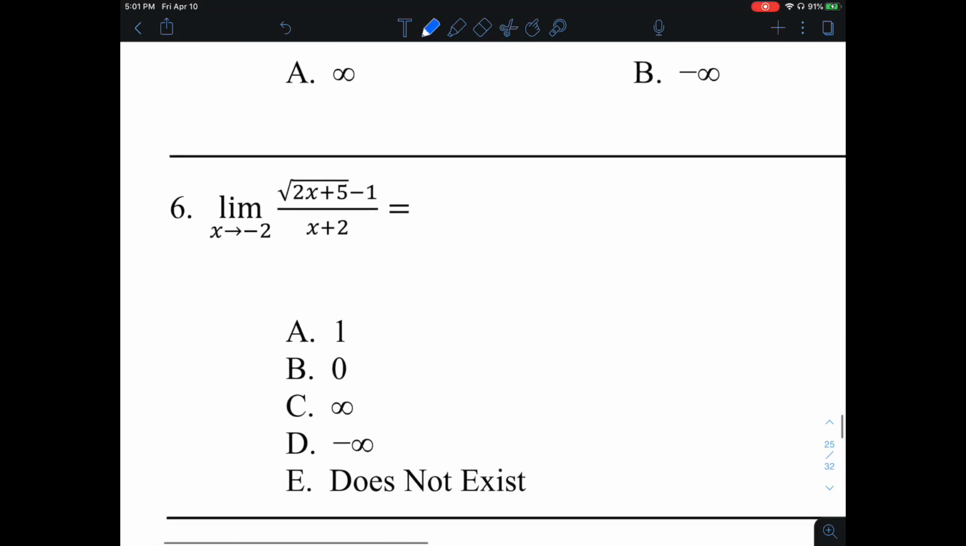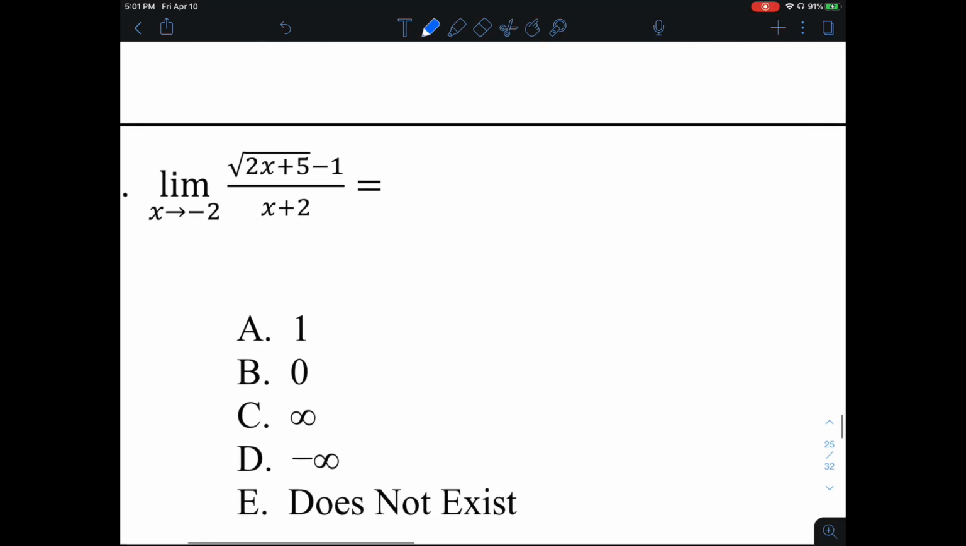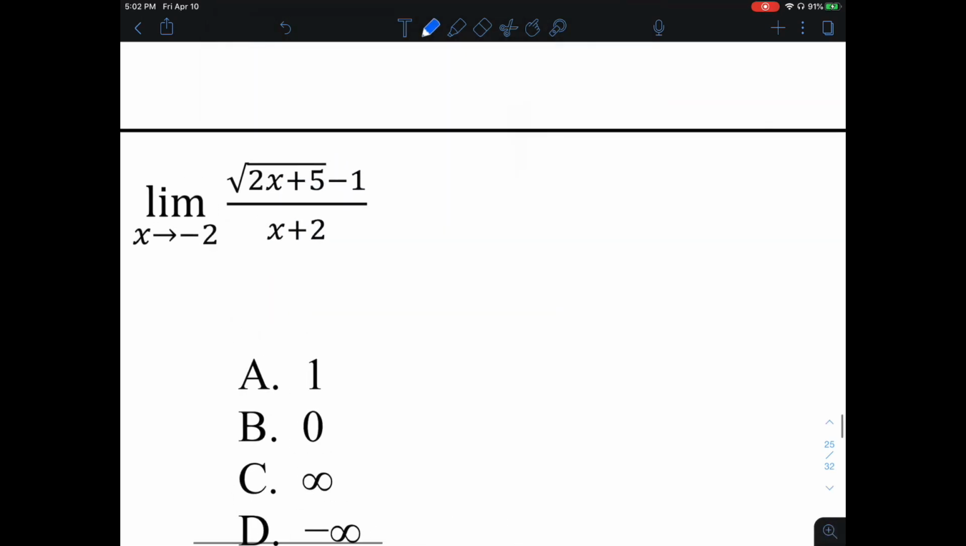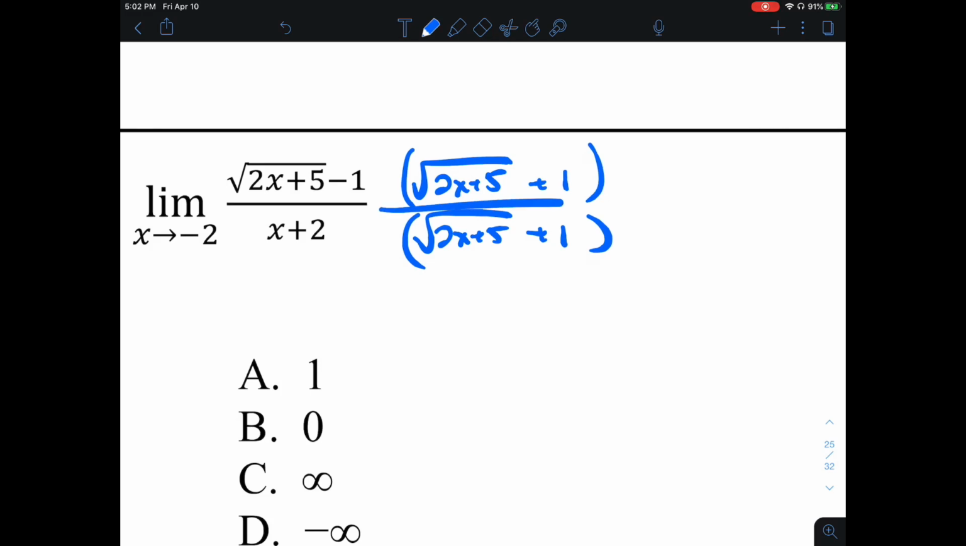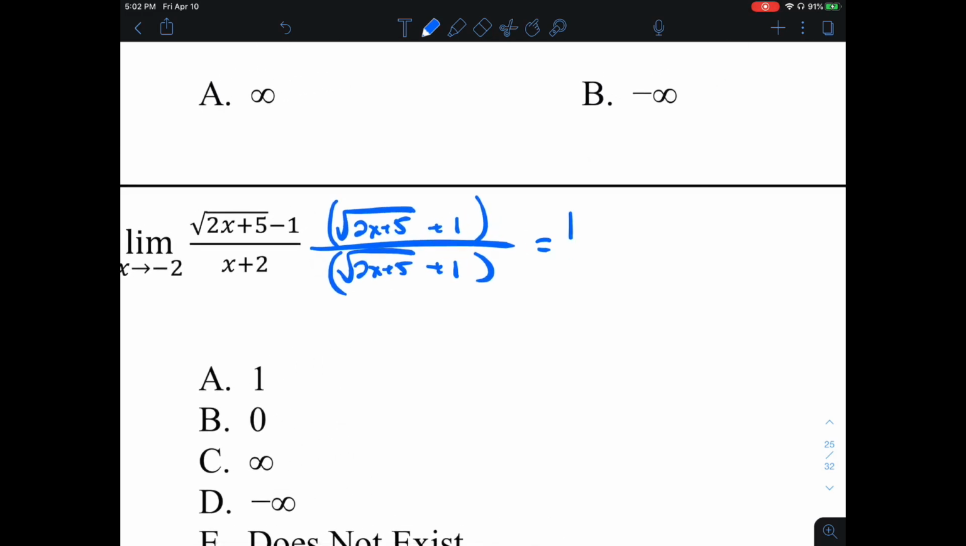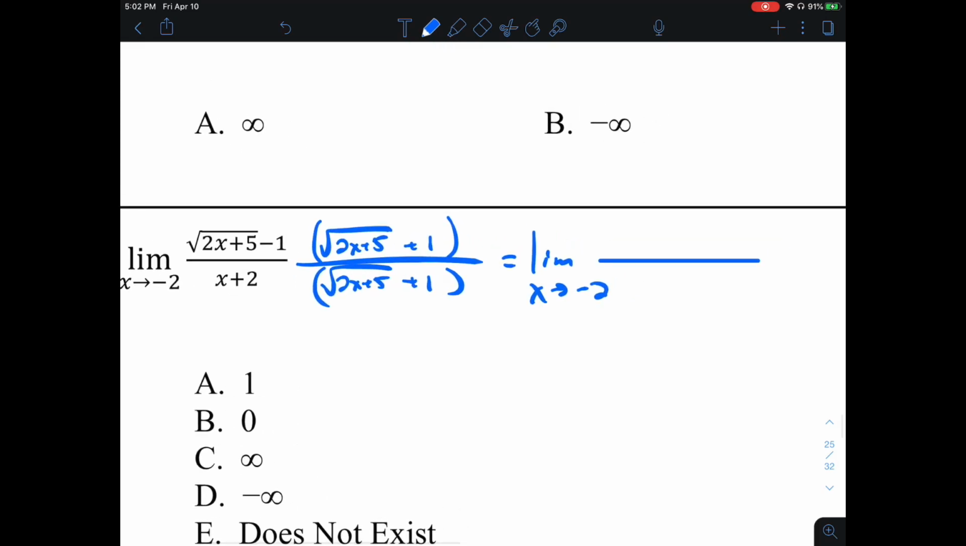Number 6, this one's not as simple. Try to evaluate the limit directly. Terrible things will happen. So I'm going to multiply the top and bottom by the square root of 2x plus 5 plus 1. That's equivalent to multiplying by 1. In the numerator, we're going to get the first term squared, so that's going to be 2x plus 5, minus the last term 1 squared, that's going to be 1.